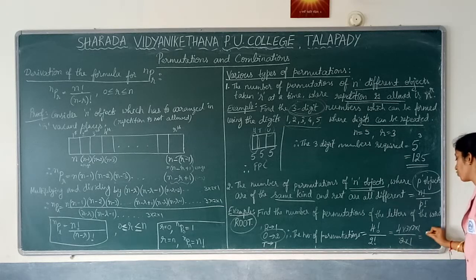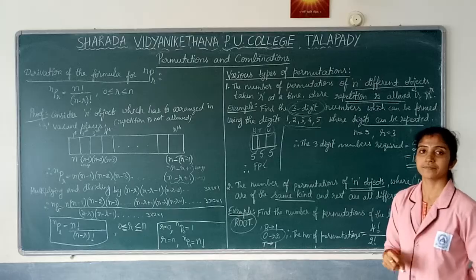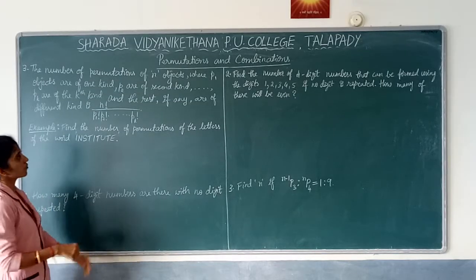So 4 times 3 is 12. So this is our answer. Okay. The next type of permutation.